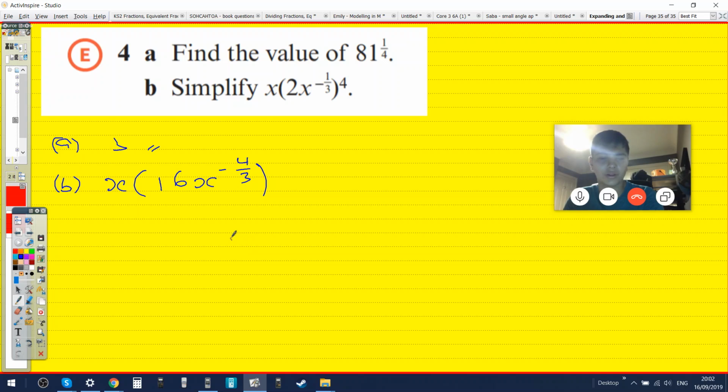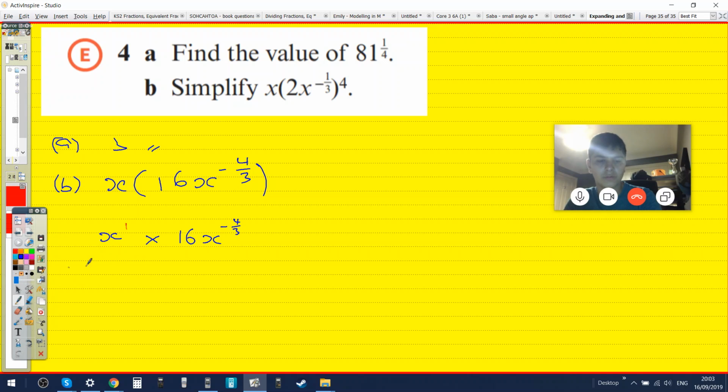And then do I then need to times x by that? So will that be 16x squared? Does it then need to become like 16x squared plus 16x minus 4 to the 3? So x is like x to the 1.